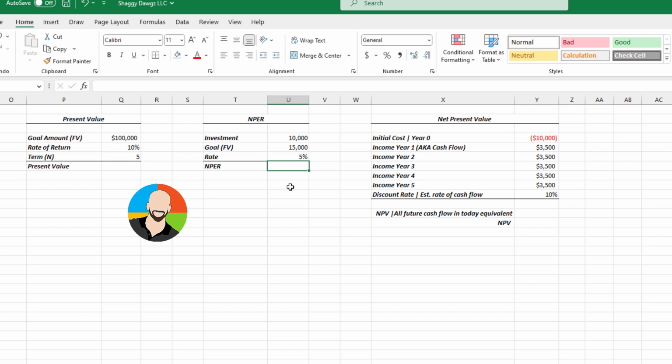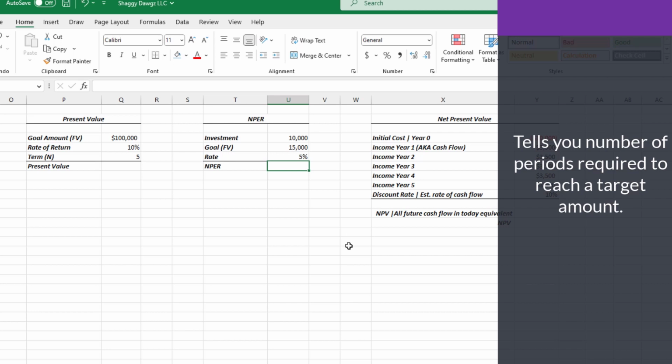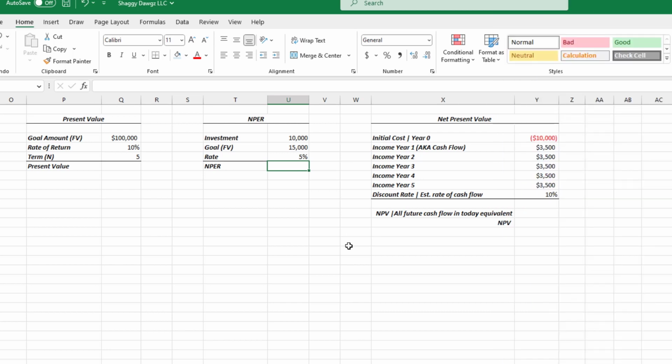Moving right along, let's take a look at NPER. NPER stands for number of periods, and it can be used to tell you how long it will take to reach an investment goal or how long it will take you to pay off a loan. In this case, let's say we want to reach a particular goal. Taking a quick look at our data, what we want to do is invest $10,000. Our goal is $15,000. We can get 5% on our money, and we want to know how long it's going to take.